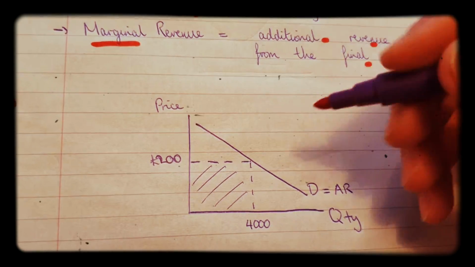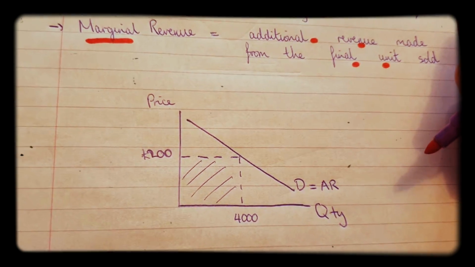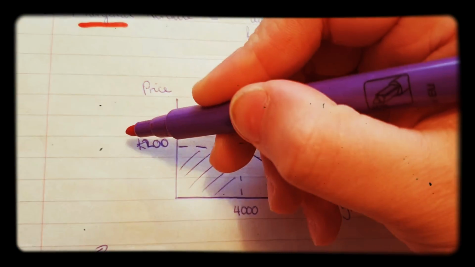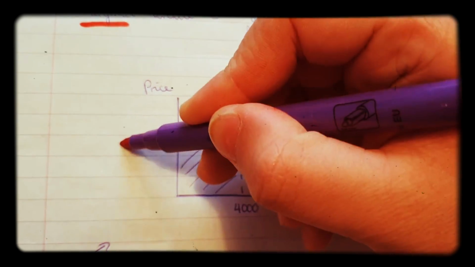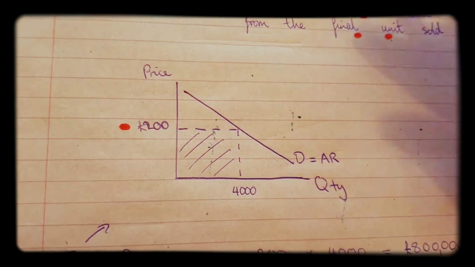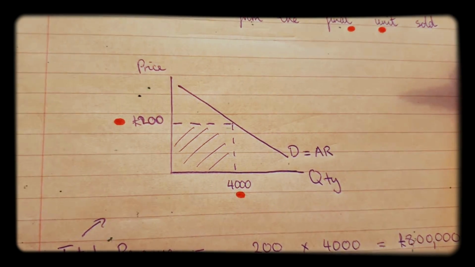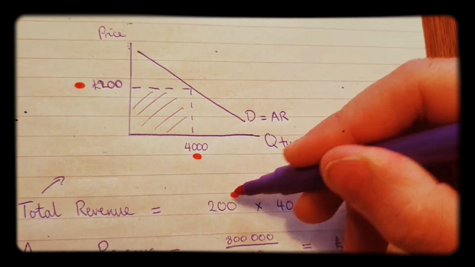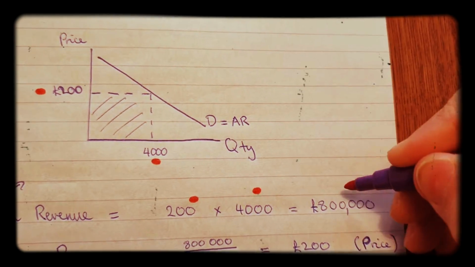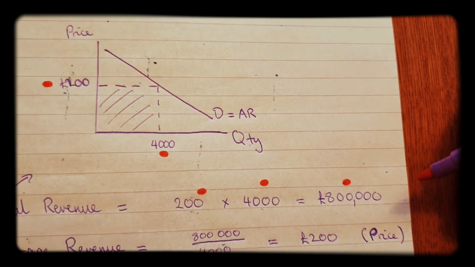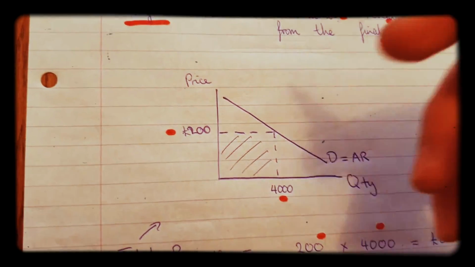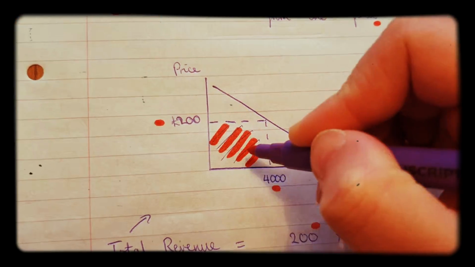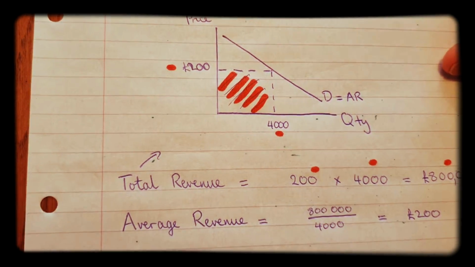Here's a quick diagram down below. It's a simple demand curve, just to illustrate what revenue is. So we're selling the product, whatever it is, at £200, and we sell 4,000 units. So the total revenue would be 200 times 4,000, and then we'd get 800,000. That 800,000 is actually the area of this box here. That is equal to the total revenue that's made.